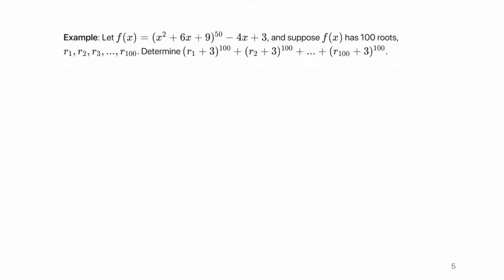Let f of x be (x squared plus 6x plus 9) to the 50 minus 4x plus 3. And suppose this function has 100 roots, r1 through r100. Determine, essentially, this sum. Okay, so I'll give you a couple minutes, work through that one.